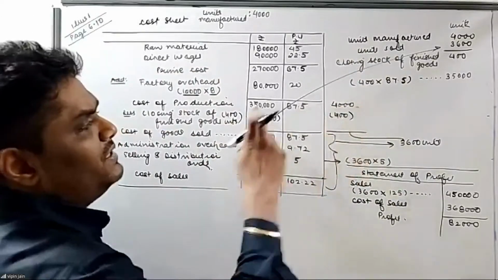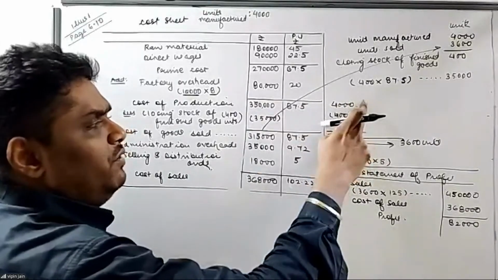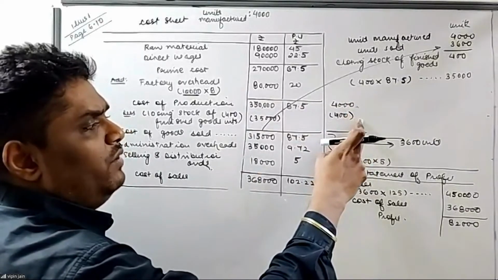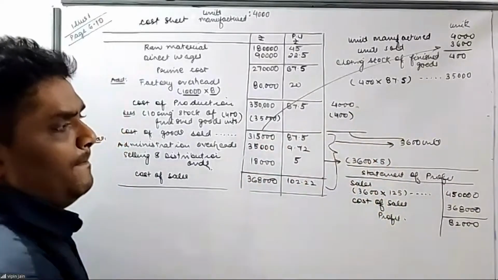See, this 3,50,000 cost belongs to 4,000 units. Out of 4,000 units, we have already subtracted 400 units. So now and onwards, only 3,600 units will come into picture.